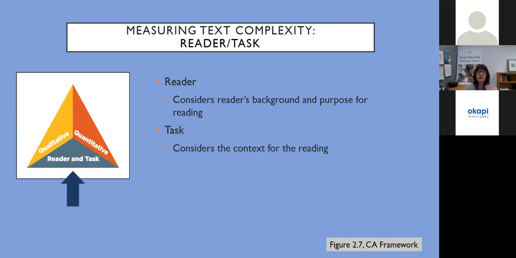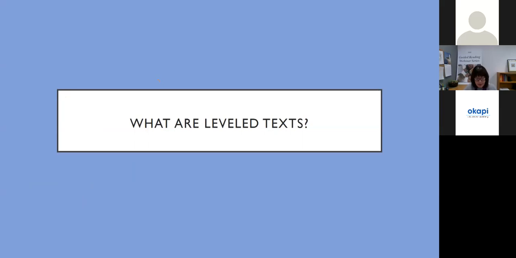If I am a novice cook, that Betty Crocker cookbook is as complex as I need, and the person with more experience and more knowledge base would be able to tackle something that has more complexity in the text. So all of that said, what do we mean when we talk about level text?